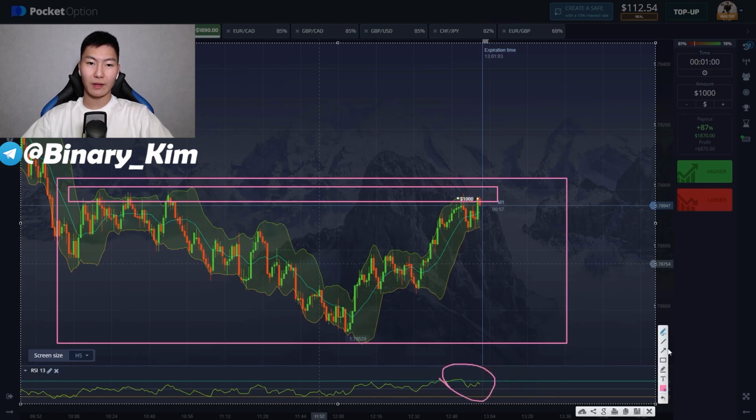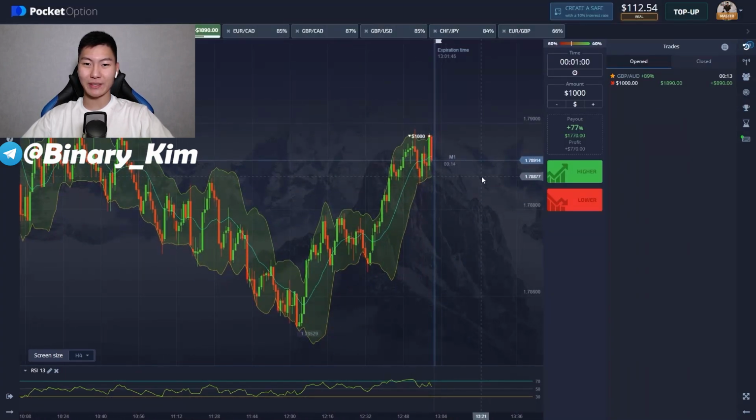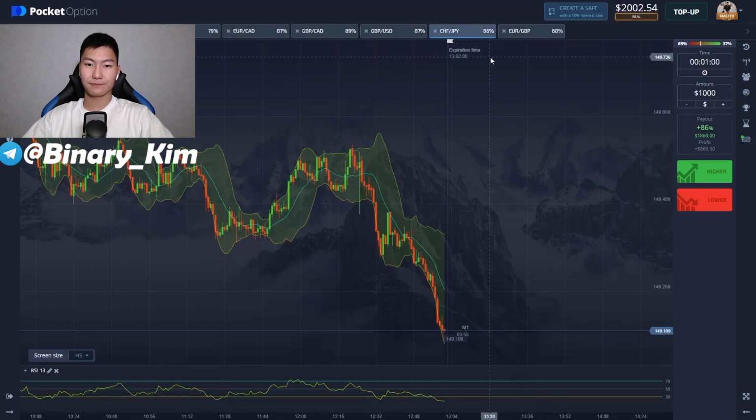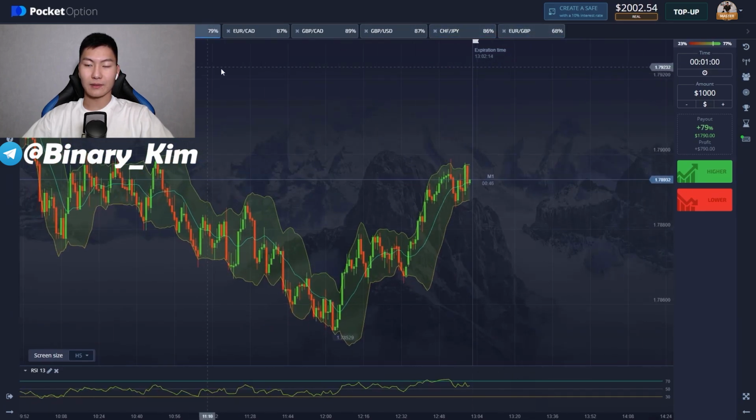And after this pullback, I think the price should go lower. And yep, guys, that's exactly what happened here. We were lucky to get such a trade entry. A few more seconds, guys. And yep, another position has ended up in profit. We got $2,000 on the balance, and we are not gonna stop here. Let's continue the trading session and find the next currency pair.